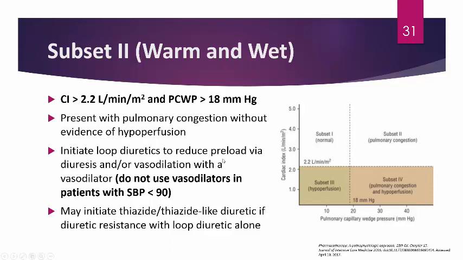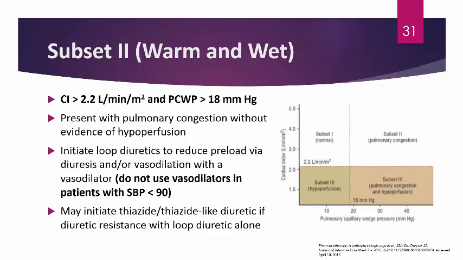So we want to essentially get rid of that volume that these patients have on them because they are very pulmonary congested. And or we may vasodilate these patients with a vasodilator. And what these vasodilators do is they act essentially as preload reducers by increasing venous capacitance, thus reducing the symptoms of pulmonary congestion, especially in patients who have high ventricular filling pressures, which you can kind of see adjunctly with the PCWP greater than 18.